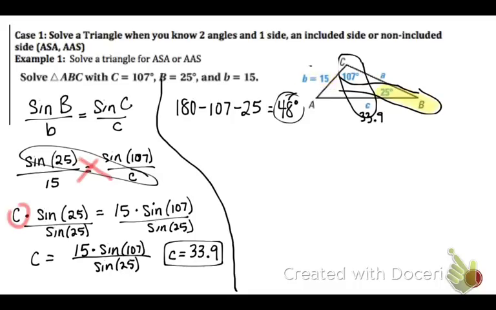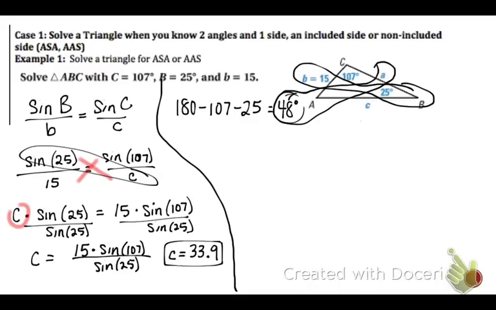Now I need to find side A, and some of you might be thinking, Pythagorean theorem, but we can't do that because it's not a right triangle. So we're going to use, again, big B and little b, because we were given both of those parts, and we want to solve for A, so we're going to use the angle A and the side A. So the equation we're going to use is sine of big A over little a equals sine of big B over little b.